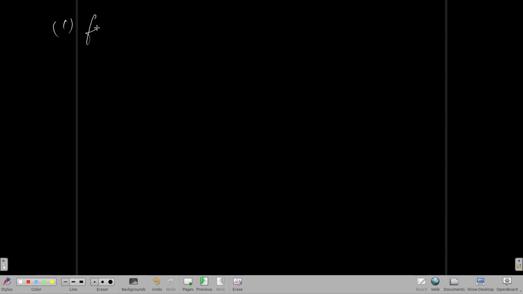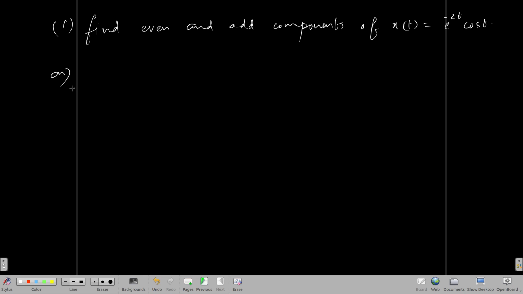The question is: find even and odd components of x of t is equal to e to the power of minus 2t cos t. Okay, so what is the answer?